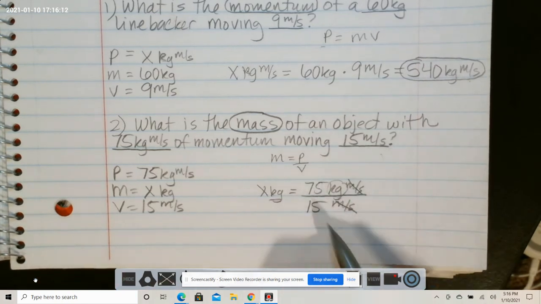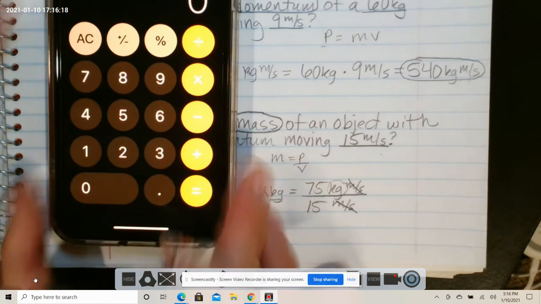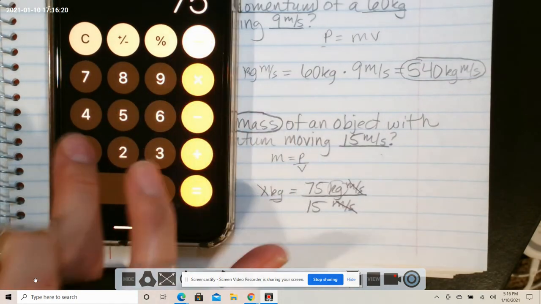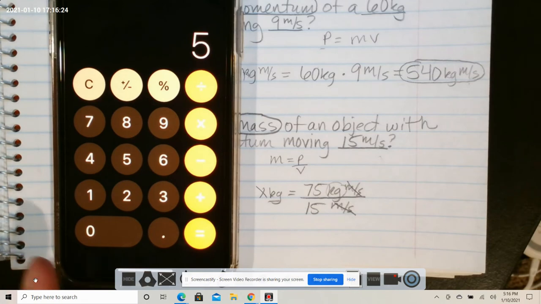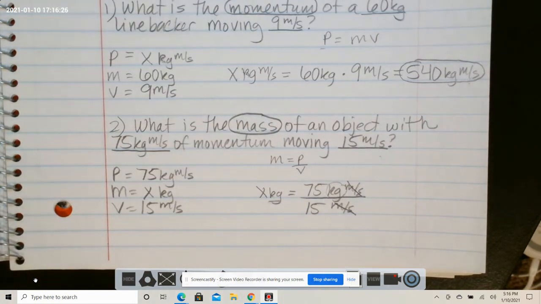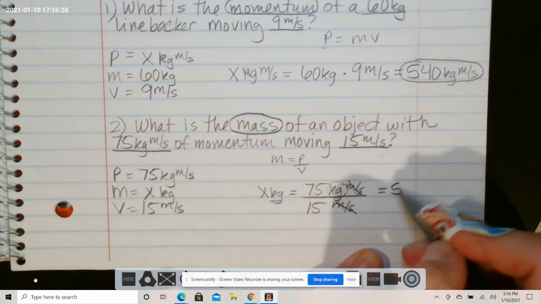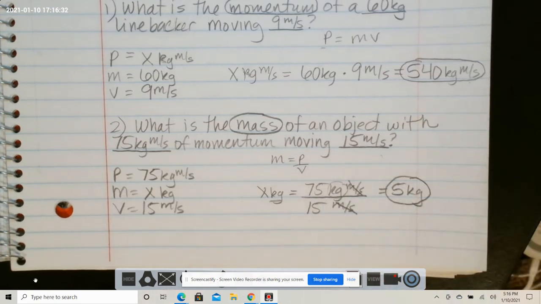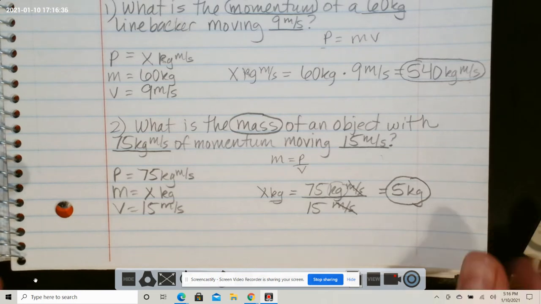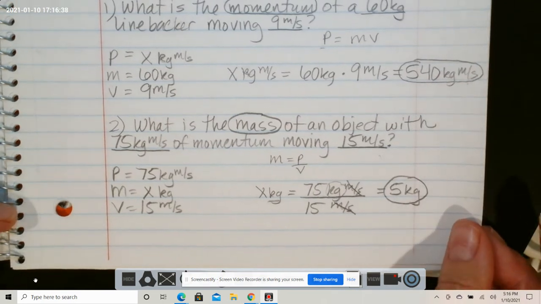So if I were to plug 75 divided by 15, you might be able to do this one in your head, but just for sake of showing you, 75 divided by 15 is going to be 5. So my answer is going to be 5 kilograms. That's the mass of the object that is moving at 15 meters per second with a momentum of 75 kilograms. Okay, pretty easy so far, right?